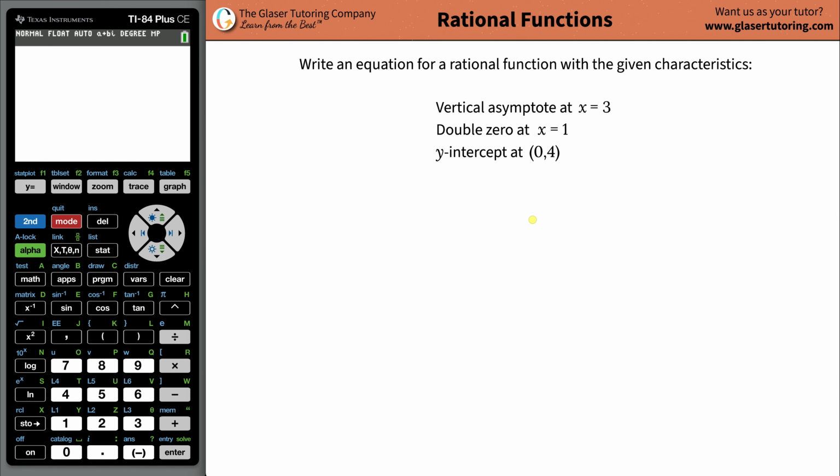Howdy, partner. I'm Andrew. Today I'd like to teach you how to write an equation for a rational function with these characteristics. It has a vertical asymptote at x is equal to 3, a double zero at x is equal to 1, and a y-intercept at 4.